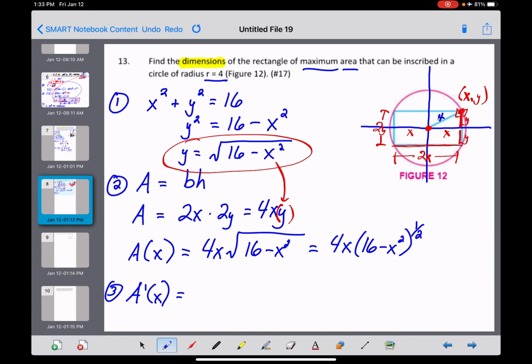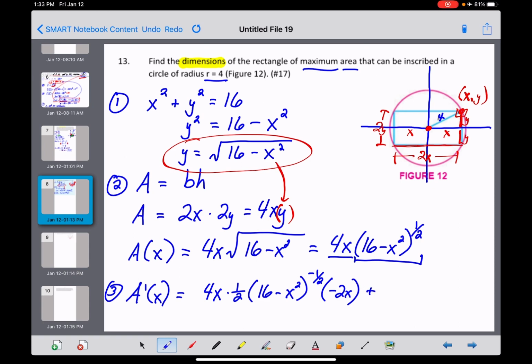Now, unfortunately, guys, we are going to need the product rule here, and I think the chain rule within it. So here we go. First factor is just going to be a 4x times the derivative of the second. So that's going to be a 1/2 times the same base, 16 minus x squared, to the negative 1/2 power times the derivative within, which is a negative 2x. So there's the first half of the product rule.